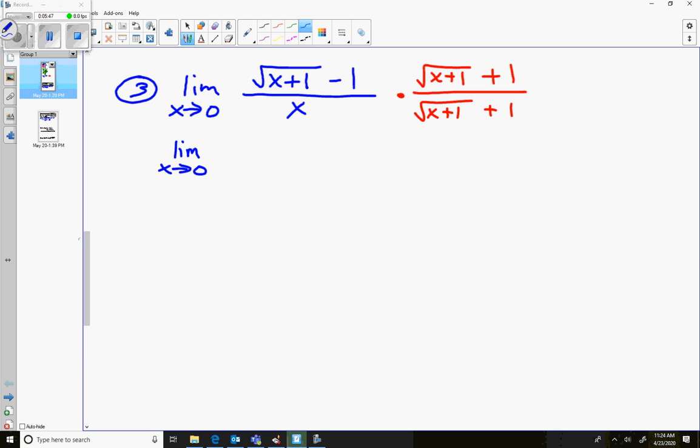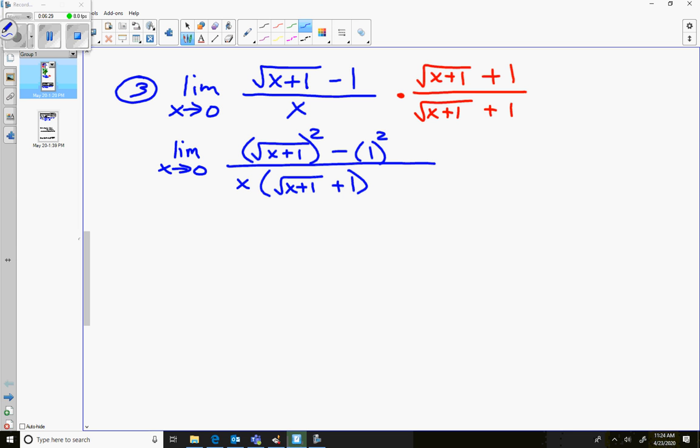Now, if you remember, on top, the numerator, any binomial times its conjugate will always be a difference of two squares. So we're going to get the square root of x plus 1 squared minus the 1 squared. Now, I don't normally do this step, but since I'm talking to an empty classroom at the moment, we're going to do that just to show it. On bottom, do not distribute. It's just simply x times the square root of x plus 1 all in parentheses.